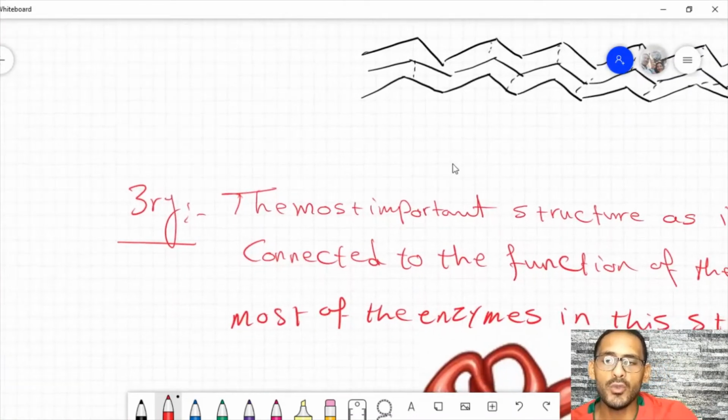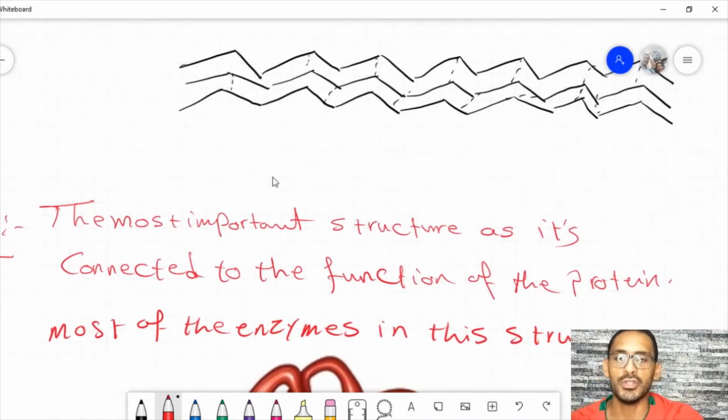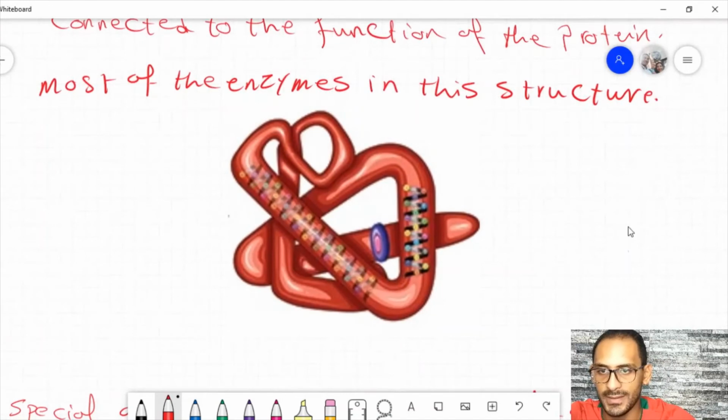Now, the third one is the tertiary structure, which is the most important structure because it is directly connected to the function of the protein, and most of the enzymes are found in this structure. The tertiary structure looks like this. It's so complicated. It's mostly the complexity of the secondary structure, and it starts to bend over and it's shaped like this.